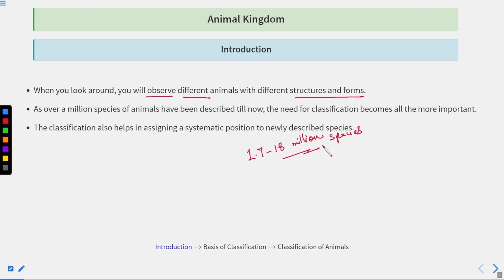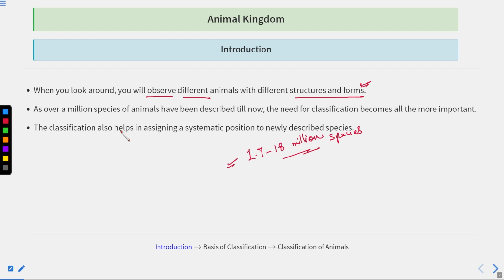So there is a classification system in which animals having similar characteristics are grouped into one particular phylum. This is the way to study all these animals. When you observe so many different animals, their structures and forms, you must wonder how to describe and study all of them.